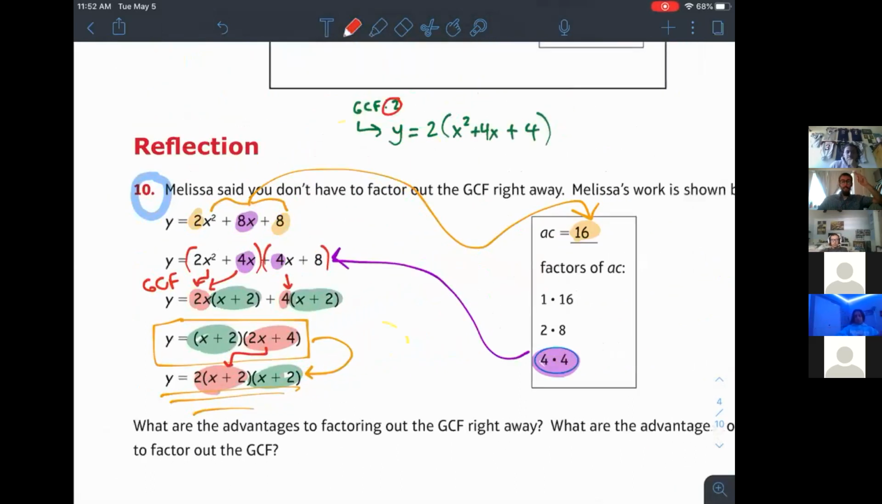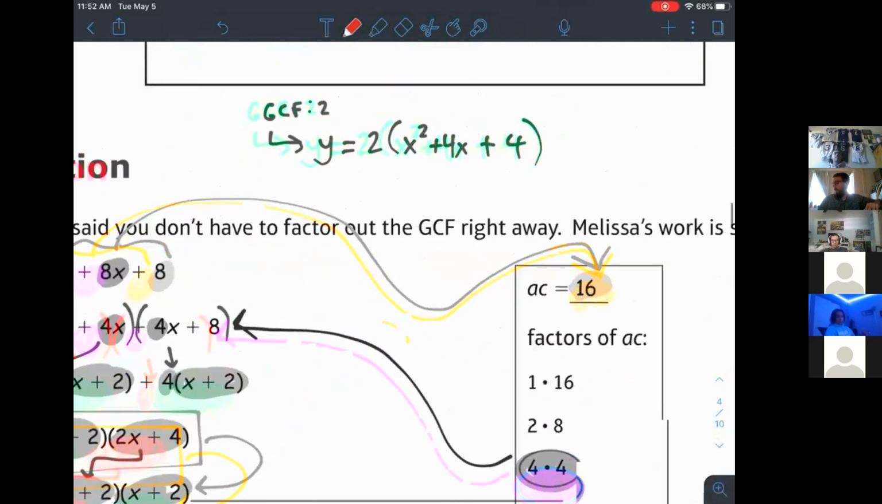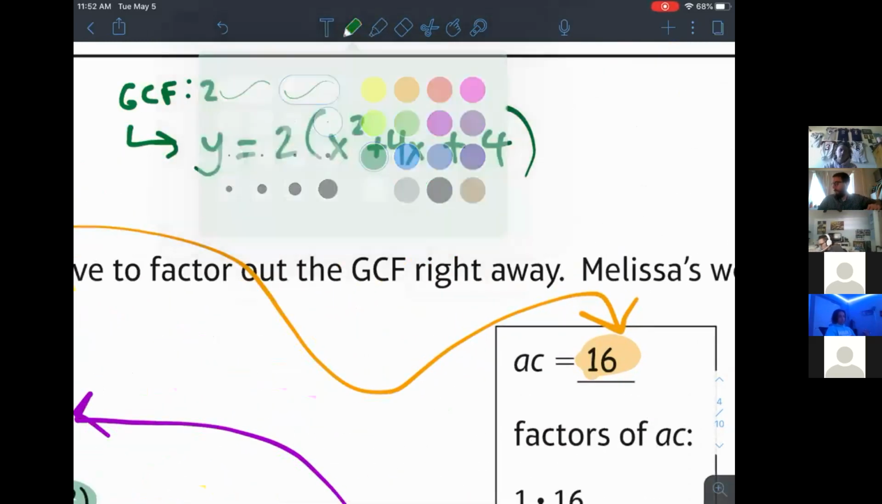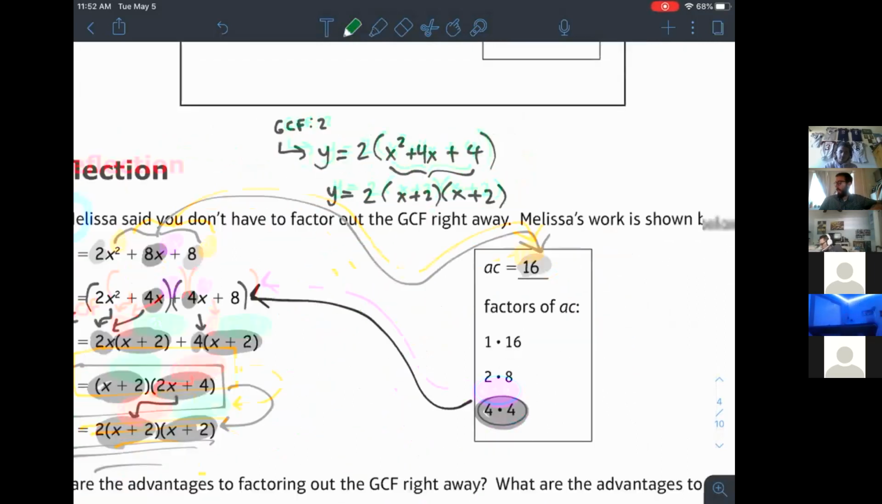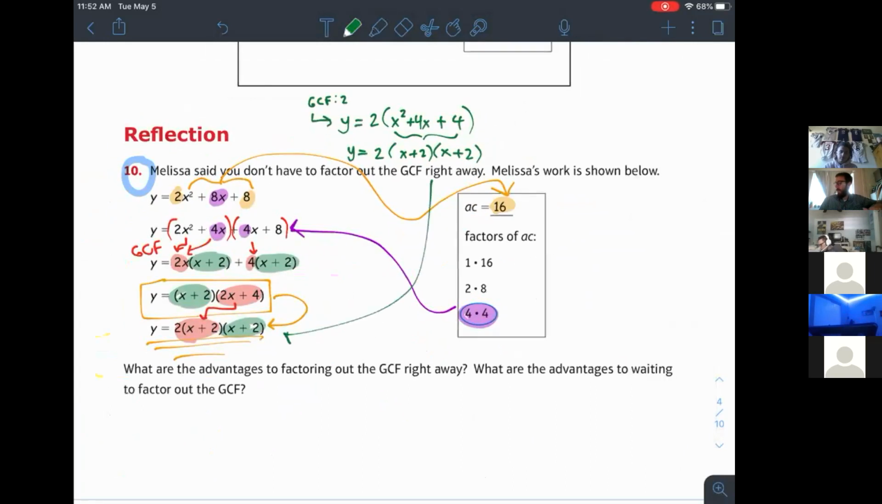So if we had factored out the GCF first, and then went about factoring this behemoth right here, we would have gotten the parentheses x plus 2 times x plus 2. Trust me on that one. We could do it with the next tactic. But either way, whether we factor out the GCF first or at the very end, the results are the same. So what's the advantages of factoring out the GCF right away? It makes the trinomial easier numbers.